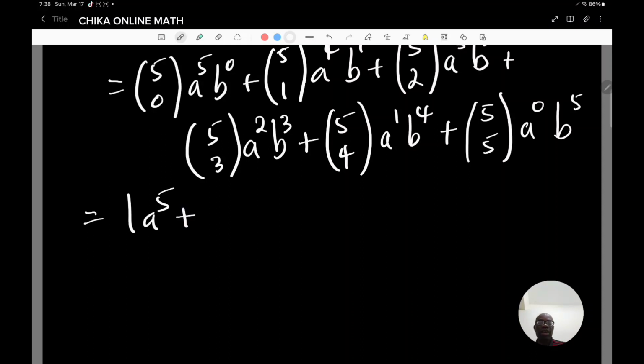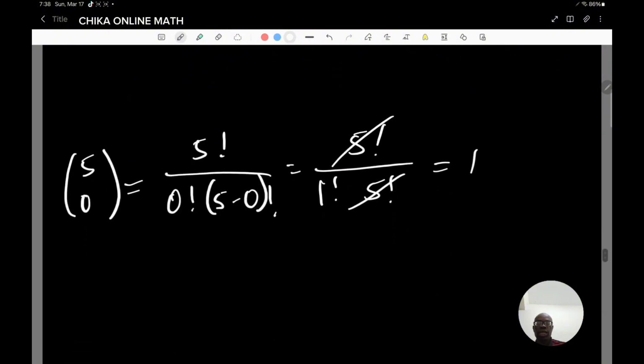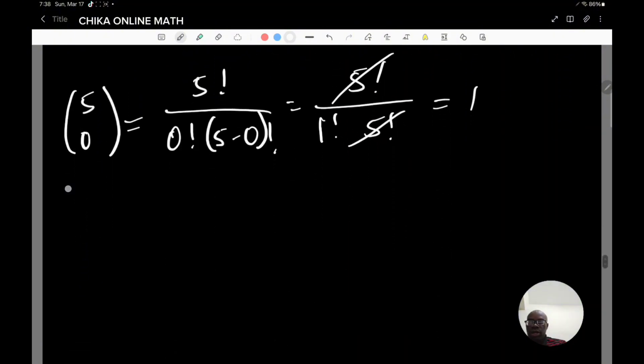Plus, next we have 5 combination 1. So let's evaluate 5 combination 1. 5 combination 1 is equal to what?